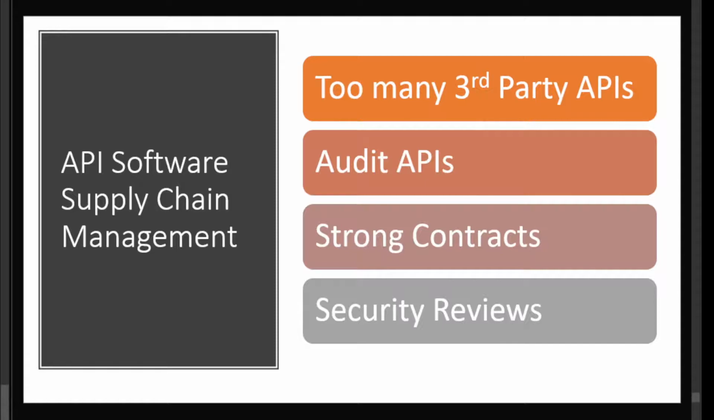Another thing is strong contracts with the API vendors. We need to ensure that API vendors have a strong contract with the cloud customer. And then lastly, as I said before, security reviews of each API need to be conducted in order to ensure they're still operating securely.